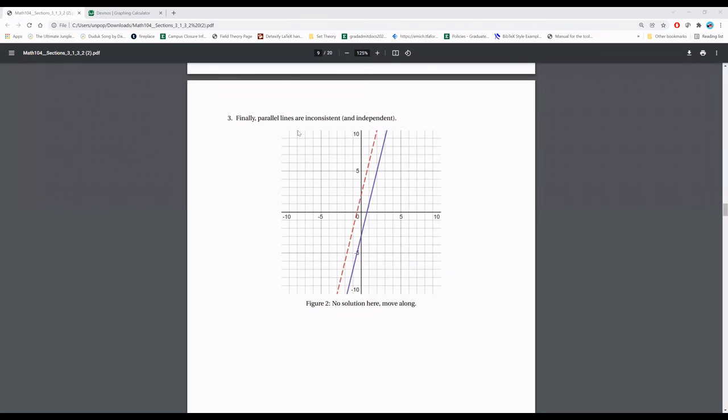Finally, here is an inconsistent and independent system: parallel lines. Parallel lines form such a system. So when you graph them, what you're going to get is something that looks like this graphic here. Two parallel lines. They will never intersect. There's no solution to this system.